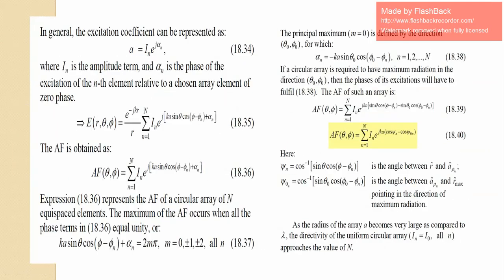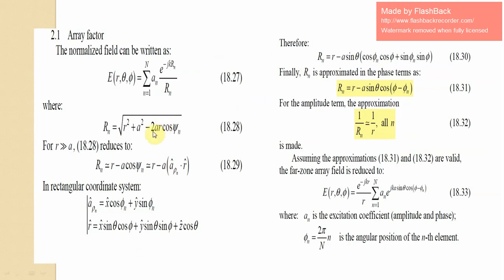Basically this equation is reduced where r is very much greater than a. Hence r n is equal to the square root of r square minus 2 a r cos psi. Since r is very much greater, the a square term is negligible, and this reduces approximately to r minus a cos psi n.